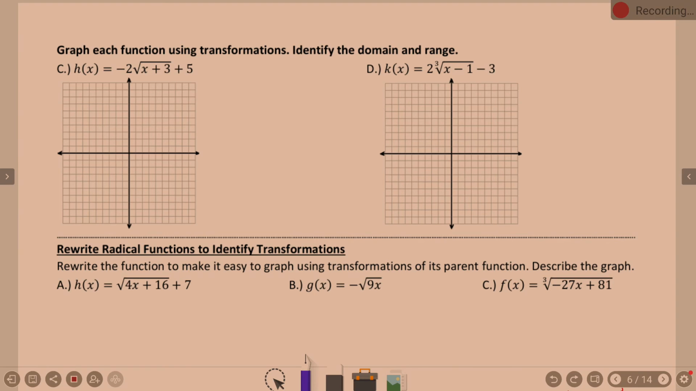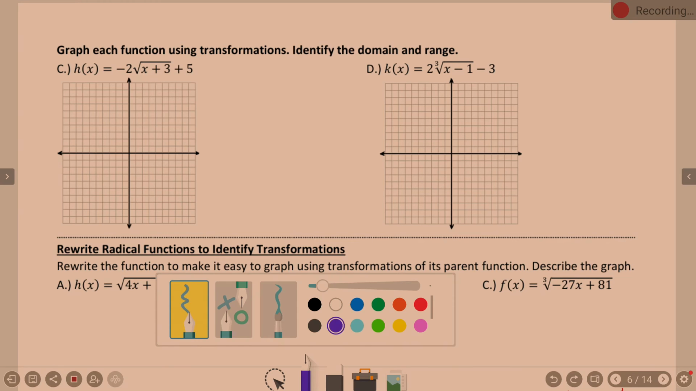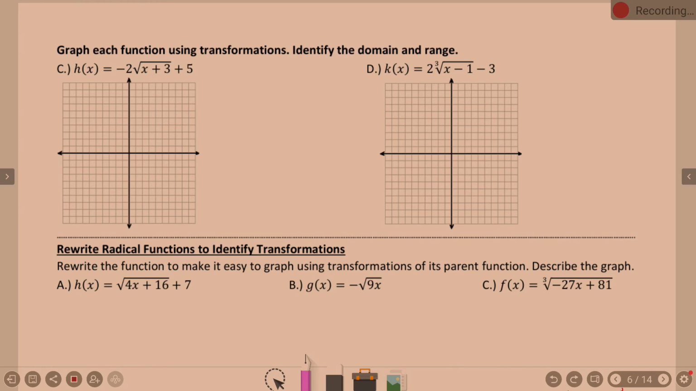So, h of x equals negative 2 square root of x plus 3 plus 5. Okay. What pieces do we see? We're going left 3 up 5. Or reflection. Or x-axis, negative 2. I agree with most of what you said. You're reflecting the x-axis, but the 2 is vertical. I was close.